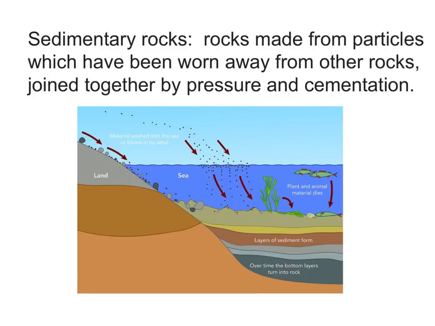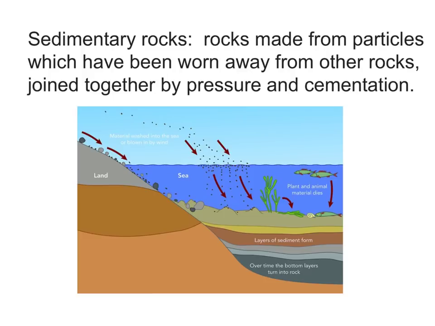Sedimentary rocks are formed very differently from igneous rocks. They form above the Earth's surface. What happens is rocks that are already on the surface of the earth can get worn down by the environment. They might get worn down by moving water or wind, or maybe even animals or humans breaking up the rock.